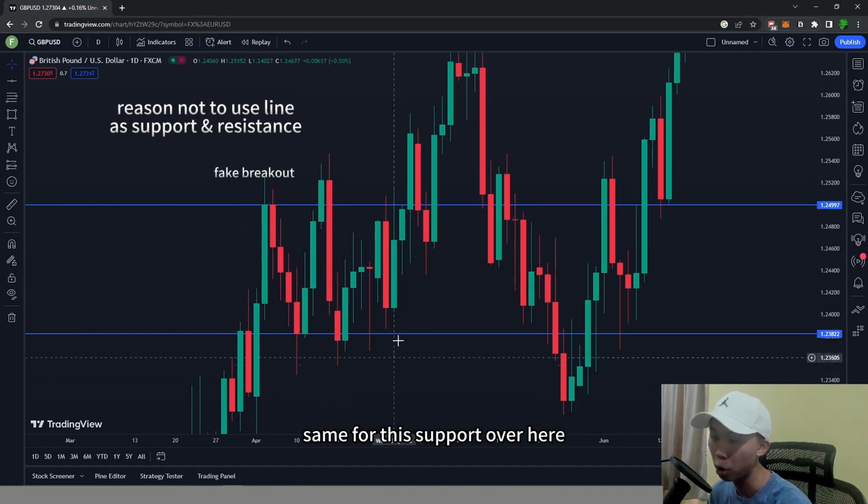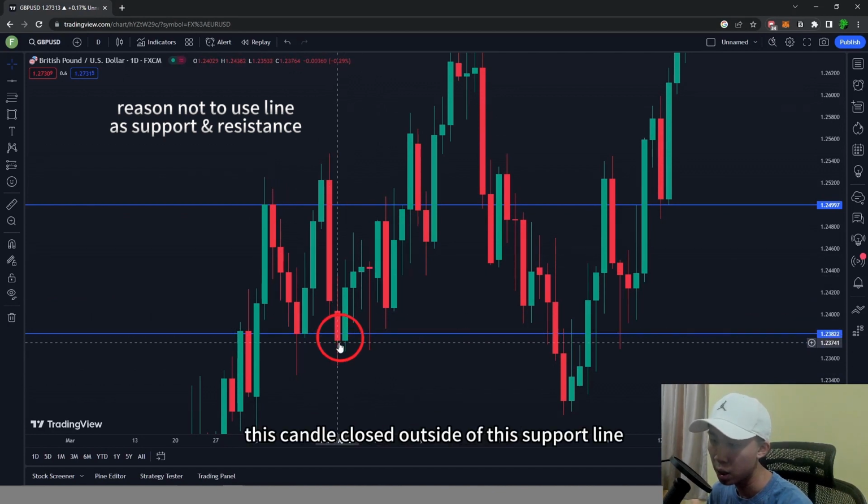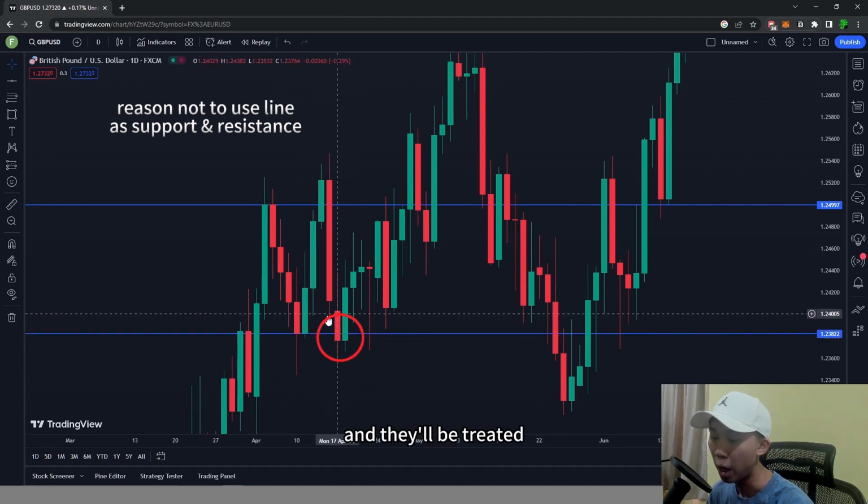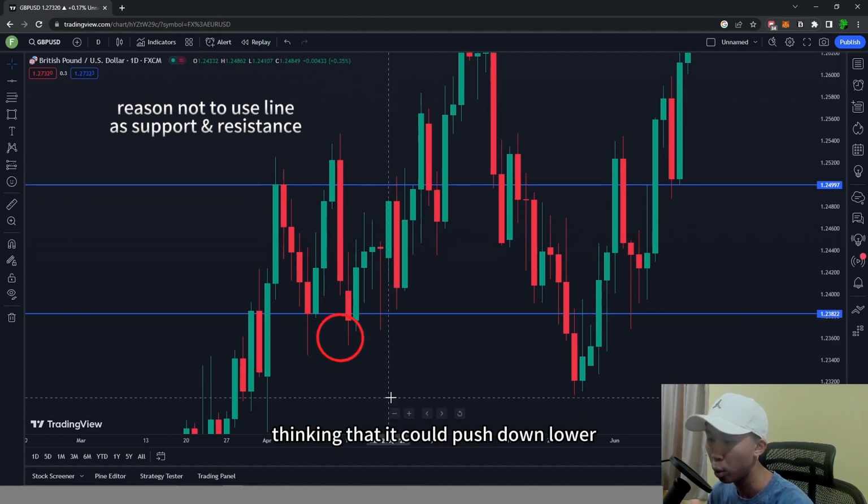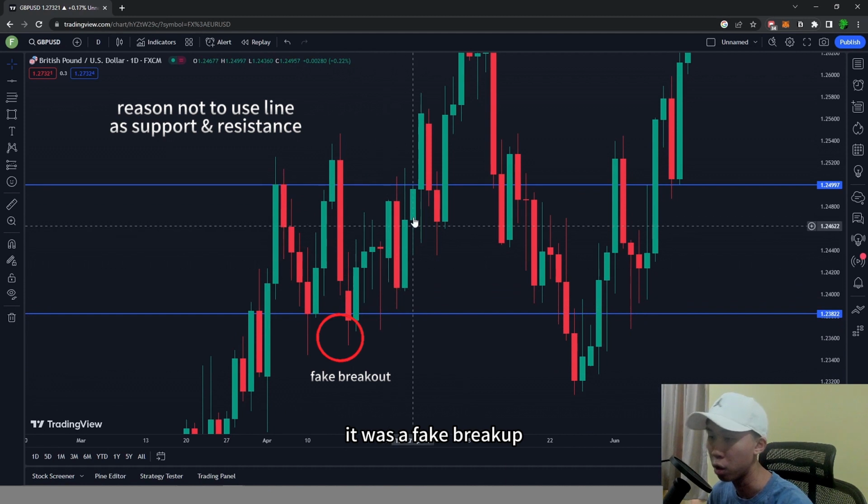Same for this support over here. Look at this candle. This candle closed outside of this support line, and there will be traders thinking that it could push down lower, but what happened? It was a fake breakout.